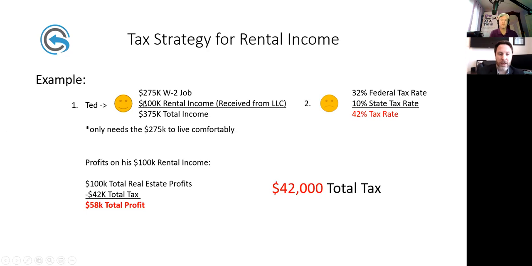And so that is net income received through the LLC, so all the properties in our LLCs. So that gives us a total income of $375,000. And so we're going to go state specific real quick. We're going to talk about California.